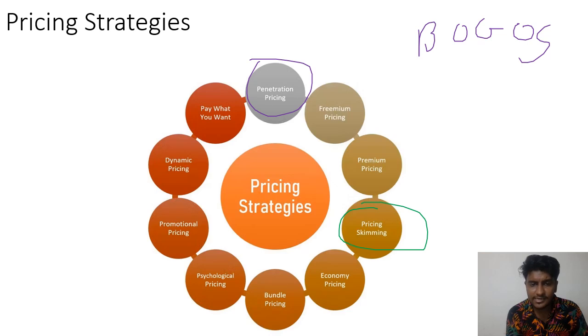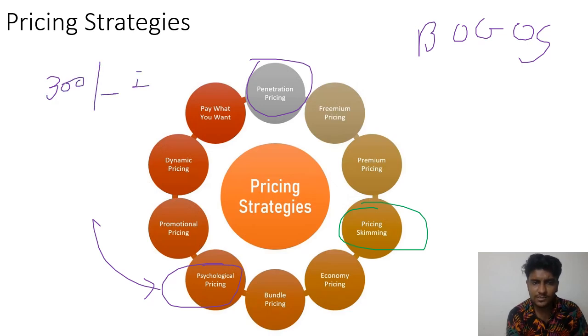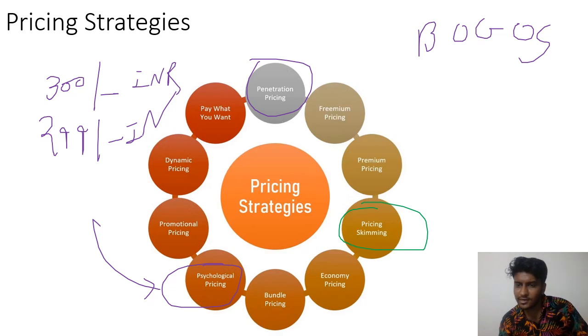Psychological pricing. Yes, it is mentioned here. If I keep a price of 300 rupees, Indian rupees, and if I keep 299, this is what we call psychological. The person has 300 in mind, that's a bigger number. And when we go for 299, the price is the same, there's only a one rupee difference, but man, that one rupee, that psychology starts working.